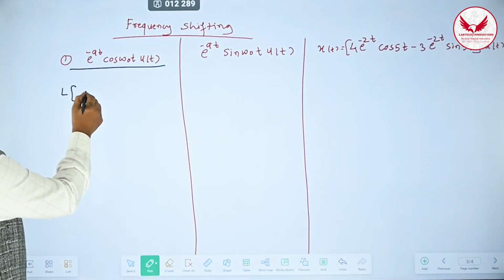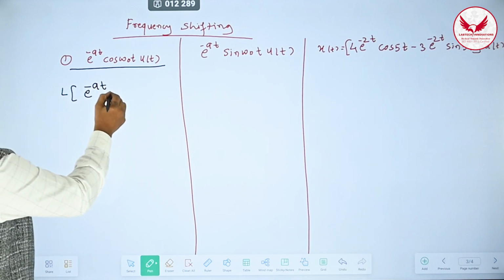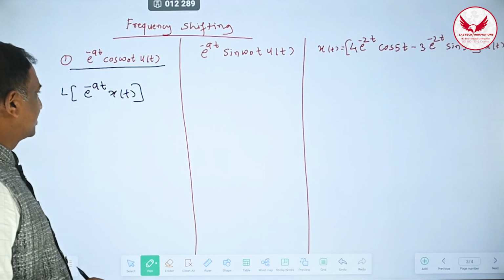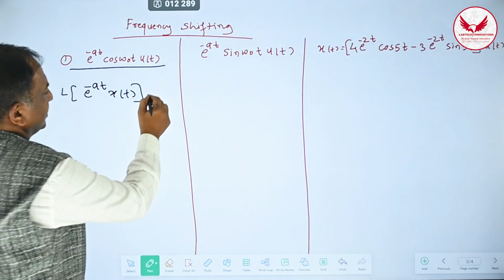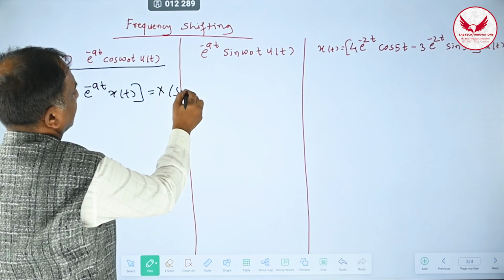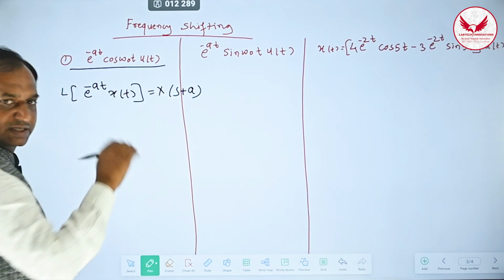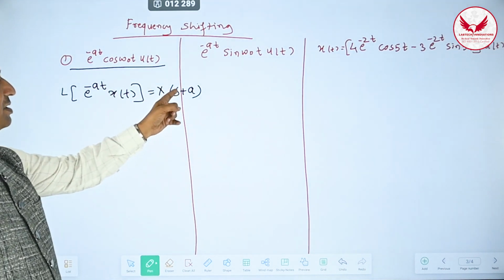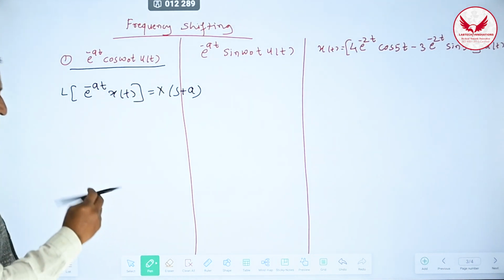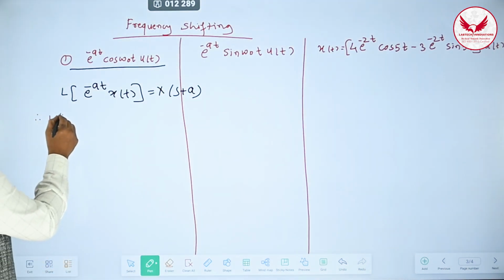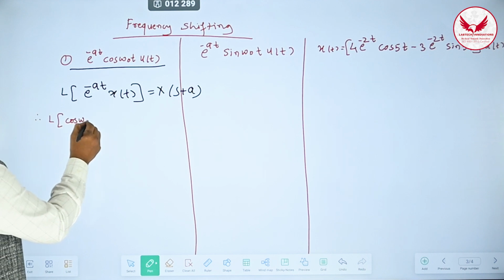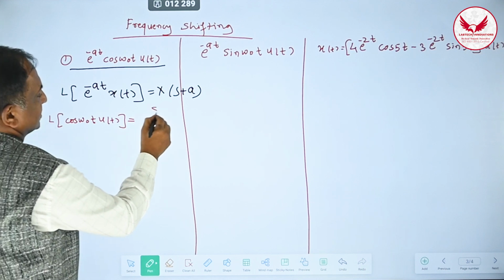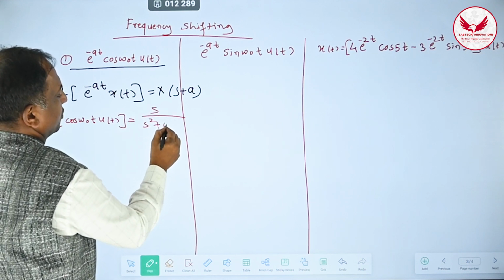The Laplace transform of e raised to minus at into x of t: if any signal is multiplied in the time domain by e raised to minus at, its Laplace transform is equal to X of s plus a. If it is minus, it is plus; it is shifted in the frequency domain. So just apply this property: wherever s is there, replace s by s plus a. We know that the Laplace transform of cos omega 0 t into u of t is equal to s upon s square plus omega 0 square.